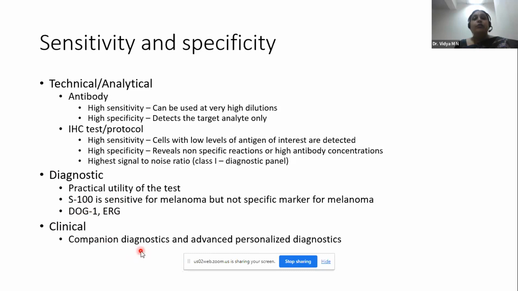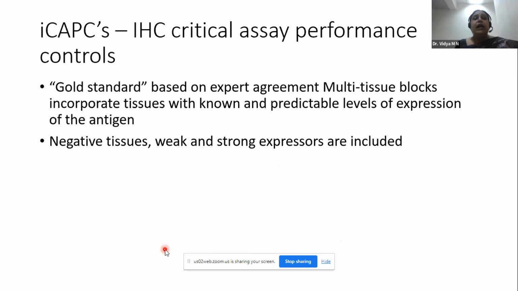These are especially for all your biomarker-related tests, where a particular drug is developed and used for treatment based on the clone which is used on a particular platform. So here comes in the clinical sensitivity and specificity of the test. I'm introducing you to one more new term called ICAPC. This is nothing but IHC critical assay performance control. These are actually gold standard.